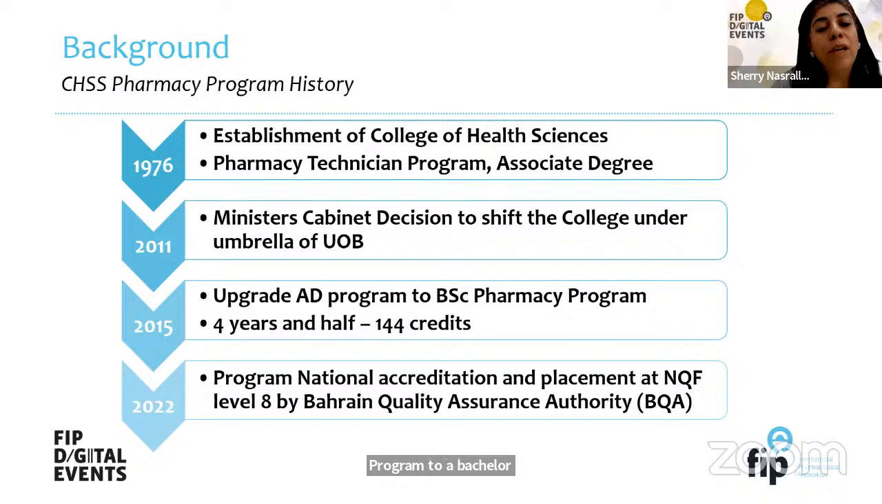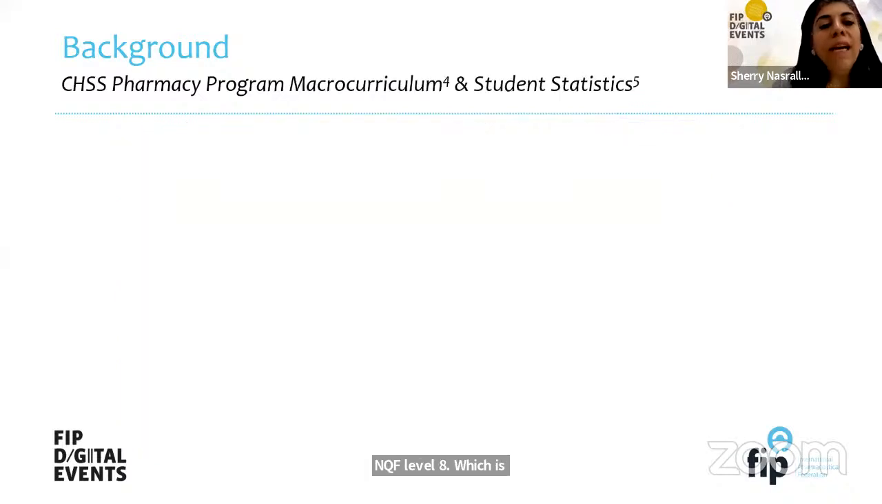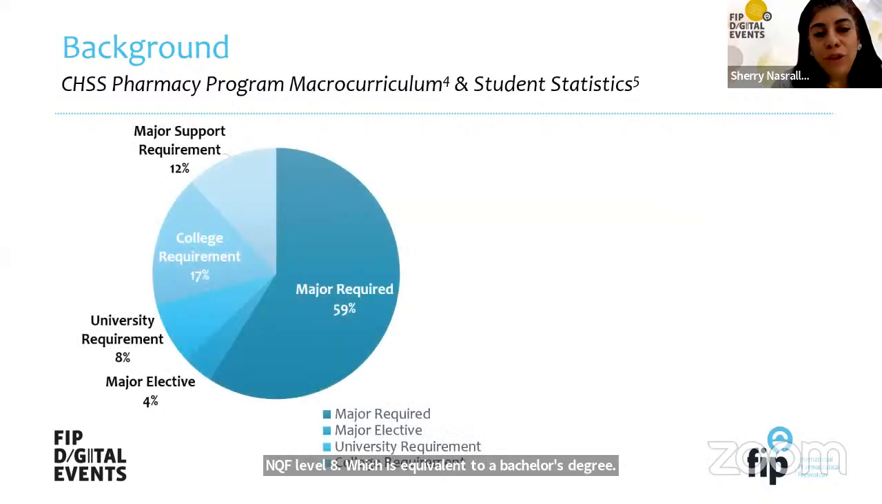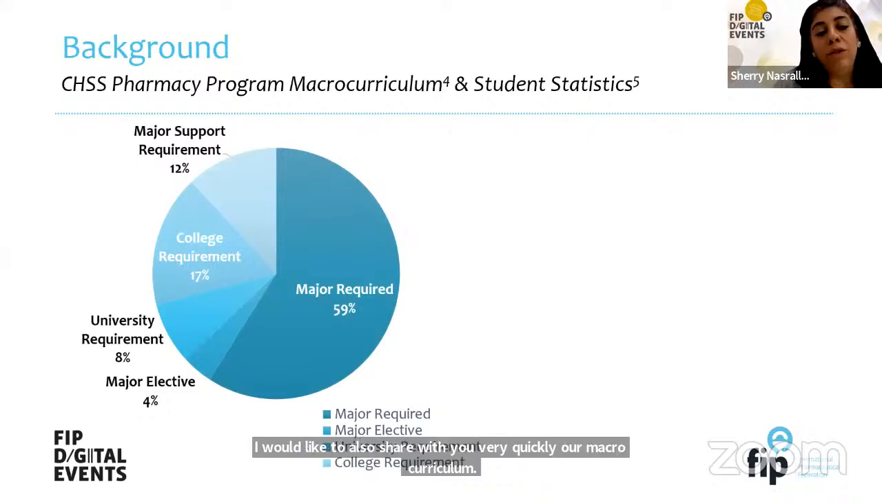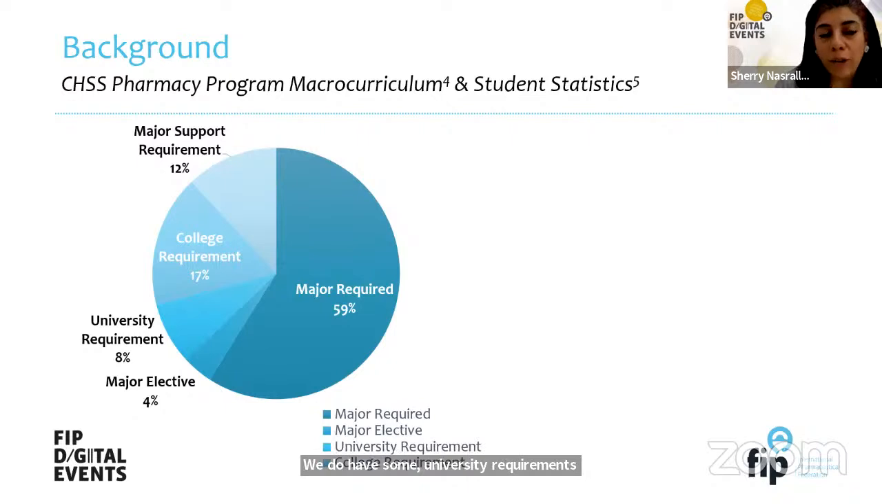It's a 4.5-year program of 144 credits at that time. Last year, we managed to get a national accreditation of our program by the Bahrain Quality Assurance Authority, and the program was placed at NQF level 8, which is equivalent to a bachelor's degree. I would like to also share with you very quickly our macro curriculum. We do have some university required courses, college required courses, and major support courses, but obviously the major bulk of our courses are the professional courses and electives.